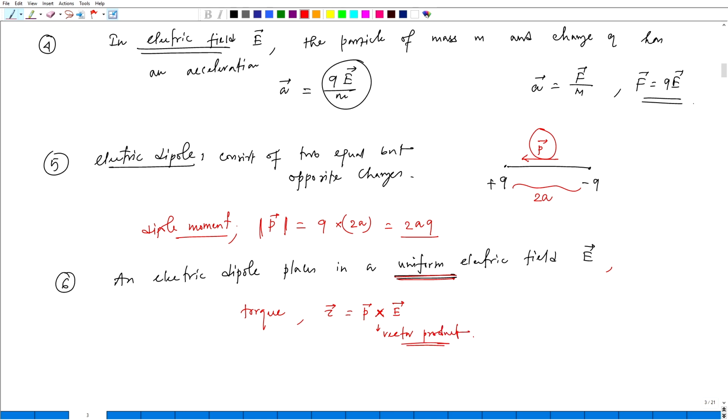Cross product, other way to say. Since the electric dipole is placed in a uniform electric field, the only torque appears on the dipole, not force. So the net force becomes 0. If we place an electric dipole in a non-uniform electric field, then both torque and force act on the dipole. We will discuss and solve problems related to that, and then it will become more clear.